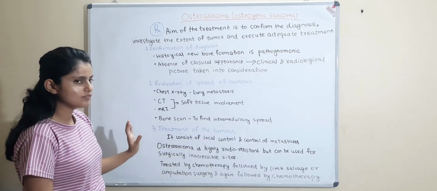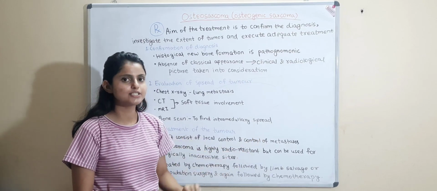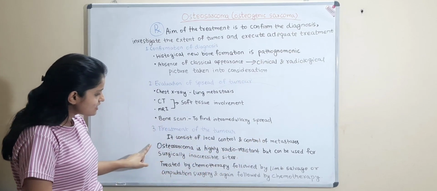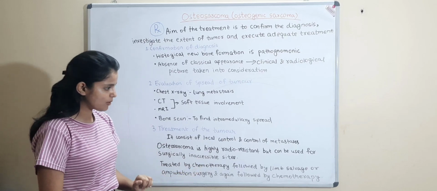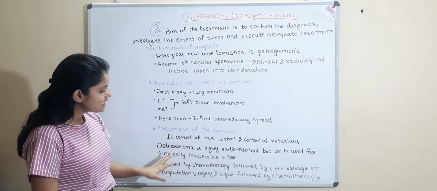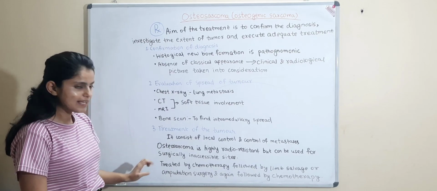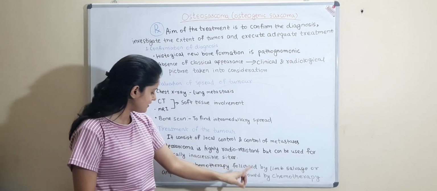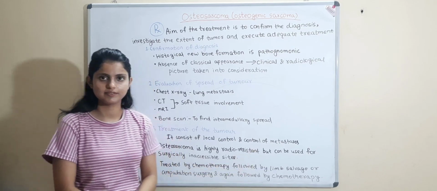And the treatment of the tumor consists of local control and control of the metastasis to the distant site. As osteosarcoma is highly radioresistant, radiotherapy is not performed, but for surgically inaccessible sites, we can perform radiotherapy. So it is treated by chemotherapy, followed by limb salvage or amputation surgery, and again followed by chemotherapy.